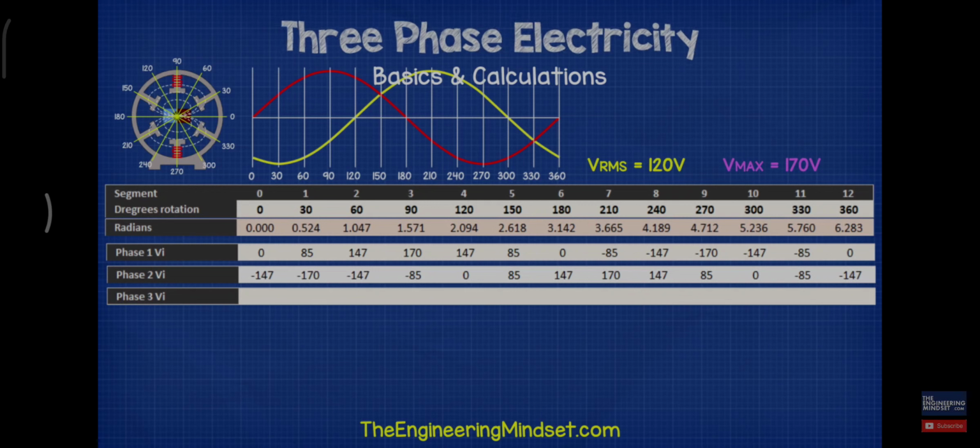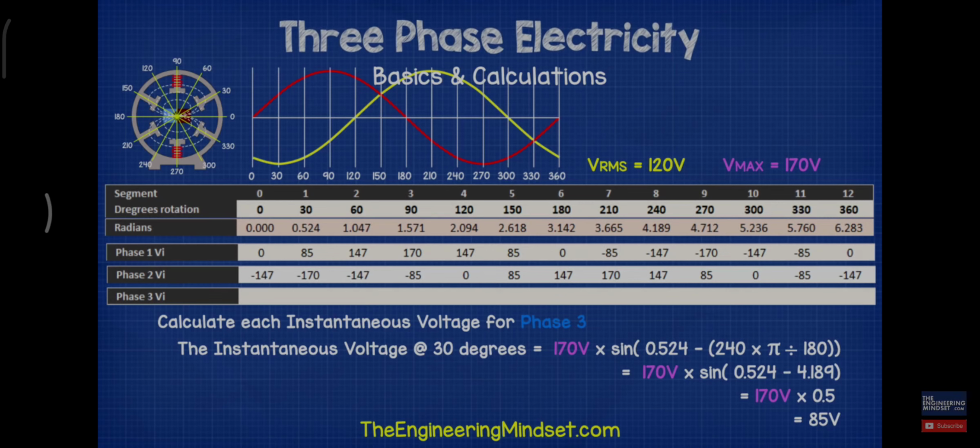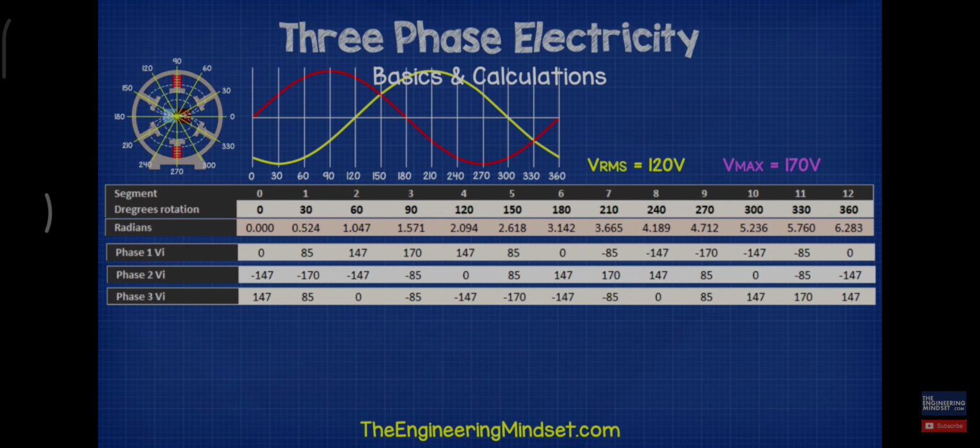For phase 3, we need to use the formula Vmax multiplied by sin(angle in radians minus 240 times pi divided by 180). So just complete that calculation for each segment until the table is complete for one full cycle. We can now plot this to see the waveform for phases 1, 2 and 3 and how the voltages are changing. So this is our 3-phase supply showing the voltage for each phase every 30 degrees rotation of the generator.